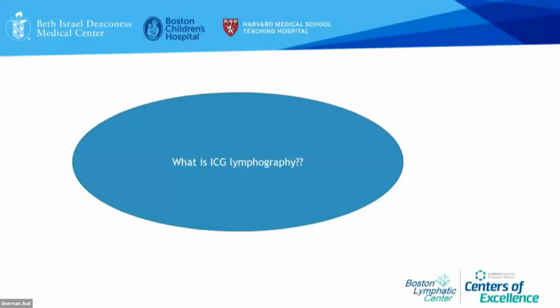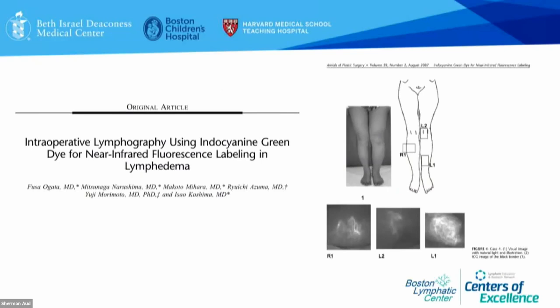So one thing we want to answer right away is, what even is ICG lymphography? ICG lymphography is the imaging of the superficial lymphatic system that is done with a series of injections in a given extremity to light up the lymphatic system so that we're able to image it and map it out. It can also be used to identify areas of disease and to identify how severe disease is. ICG lymphography was first described to be used to identify areas of disease in 2007.